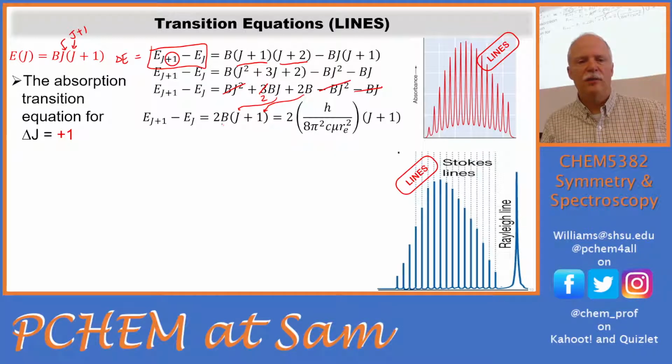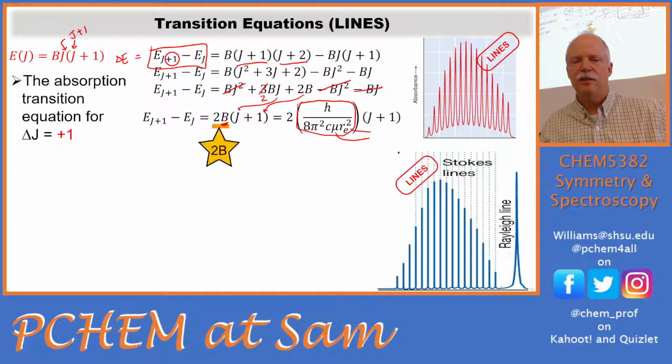And so just to refresh your memory, that B value for a diatomic molecule has this reduced mass in it and the bond length. So there's our structural information inside B. This is telling us then that those rotational lines have that spacing of 2B. How do I know that?